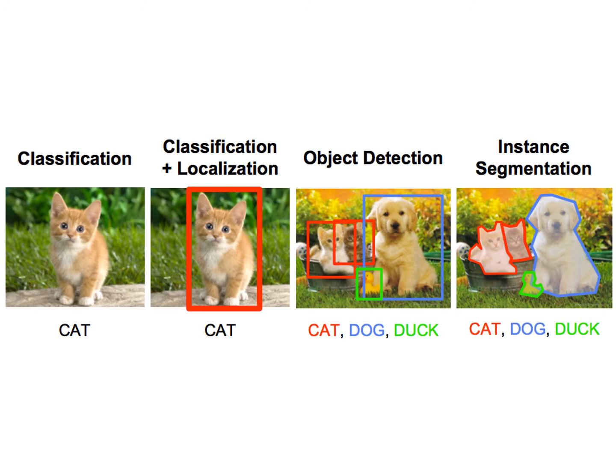So here's a visual example of these terminologies or tasks. Classification is when you have an image, and we only need to tell that this is an image about a cat. If we want to do classification plus localization, then we need to tell that this is an image about a cat, and also where the cat is in the image. We usually use a bounding box to label where the cat is.